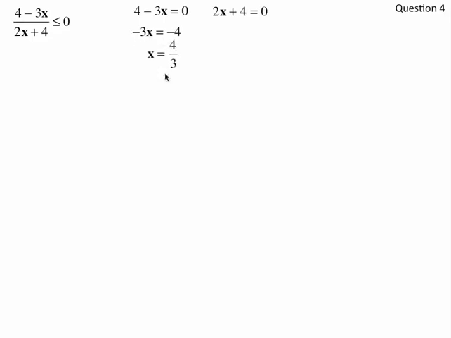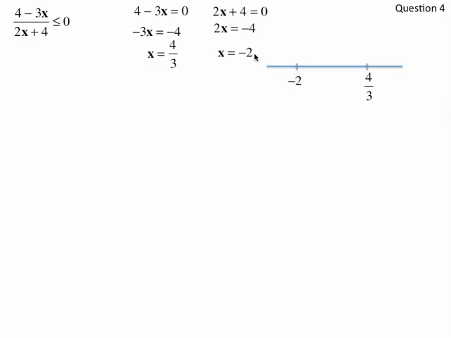Then I'm going to divide both sides by negative 3. That gives me x equals 4/3. Here I have 2x plus 4 equals 0, so I'm going to subtract 4 from both sides. And that gives me 2x equals negative 4. Then I'm going to divide both sides by 2, so x is equal to negative 2. All right, I'm going to put these on my number line. Here's the negative 2, here's the 4/3. Negative 2 has to come first because it's smaller. It's negative and this guy's positive, so definitely this is smaller.